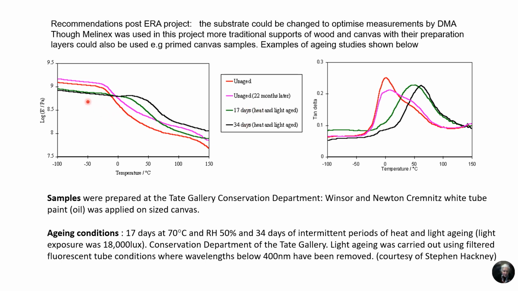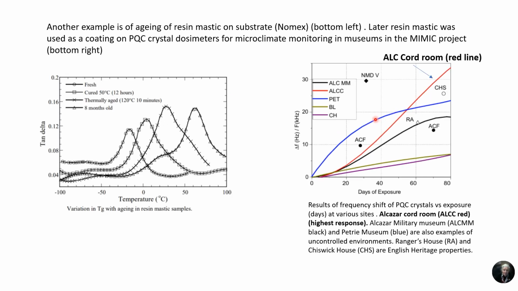So you can see that unaged and then 22 months later, those are the curves. This is for the storage modulus, and with the tan delta, you can see the shift in tan delta to higher temperatures. So with 34 days heat and light aging, there is a very large shift in that direction. So very suitable for aging studies.